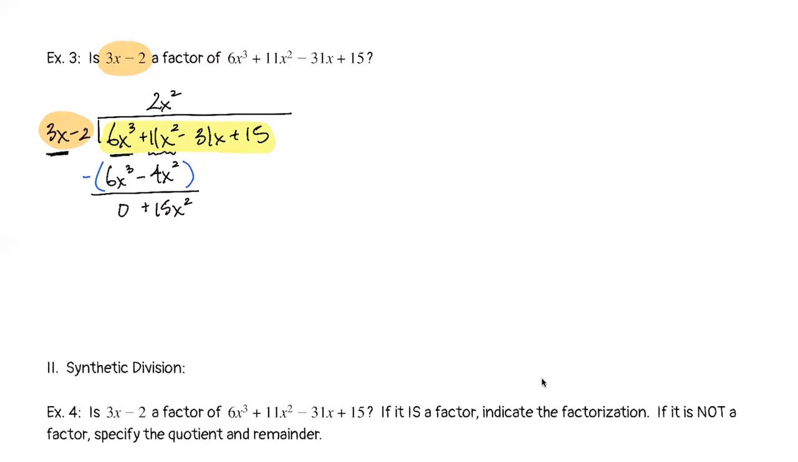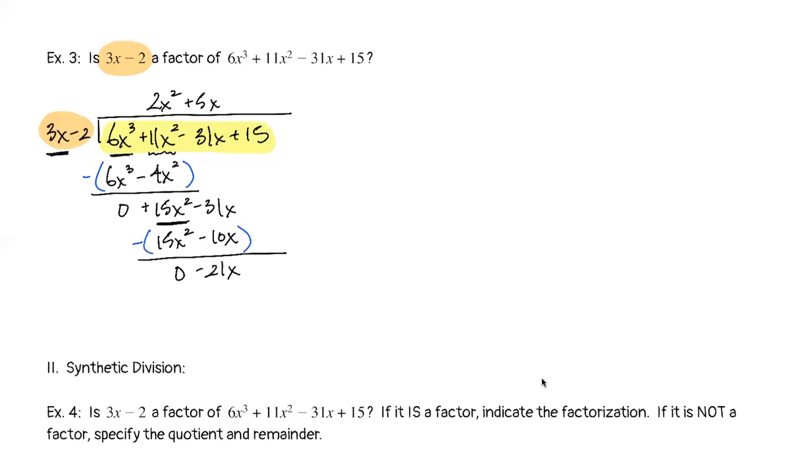Now I'm going to repeat the process. I'm going to bring down the 31x, so minus 31x. And now I'm going to say 3x times what gives me 15x squared. And that's going to give a plus 5x will get me to 15x squared. And 5x times negative 2 is negative 10x. Now, same thing here. I'm actually subtracting the whole thing, so I need to be super careful about my signs. And so 15x squared minus 15x squared is 0. And negative 31 plus 10x gives me a negative 21x.